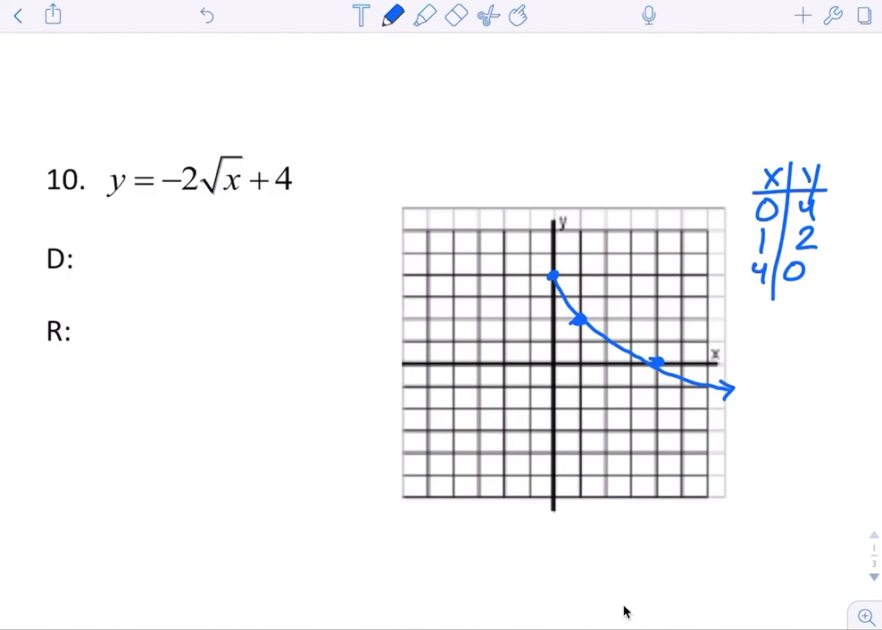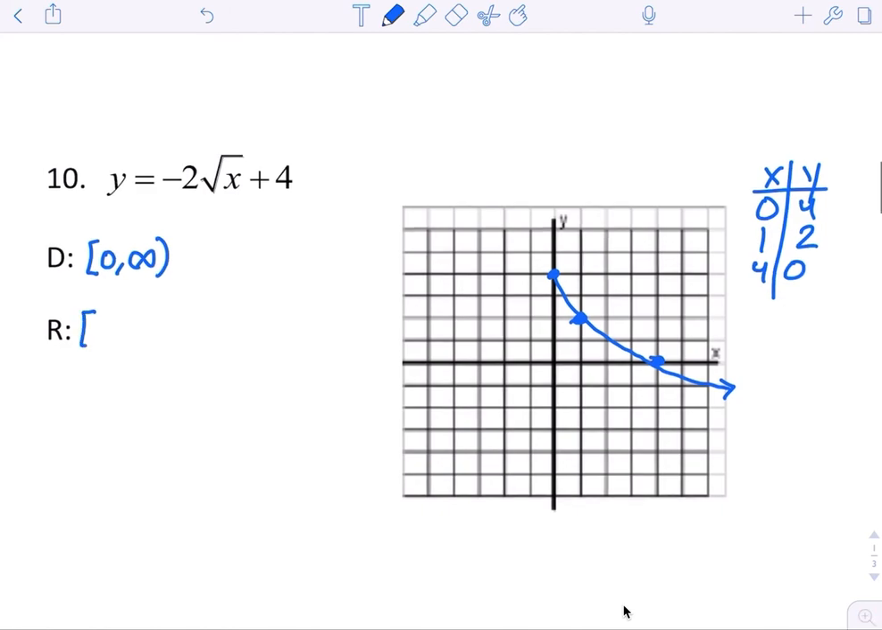Domain, how far left does it go? 0 to how far right? Infinity. Range, how low does it go? It goes low, negative infinity, to how high? It goes up to 4.